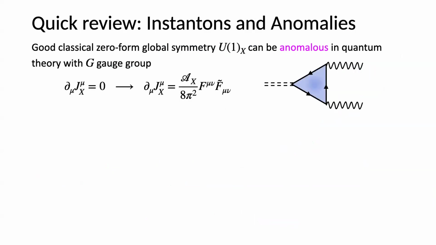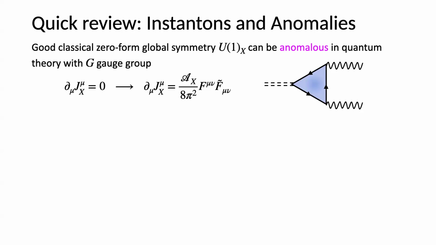gauge theory. Good. Okay. So, some other gauge theory we learned that I just want to quickly remind you of is that sometimes in theories that we care about, you can have in the classical theory a good global symmetry, a zero-form symmetry that I'll call, for example, U(1)_X. But especially if you have a chiral gauge theory like the Standard Model, it can end up that these symmetries in the quantum theory are anomalous.